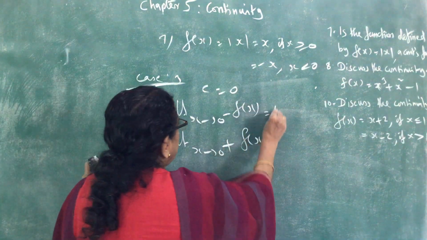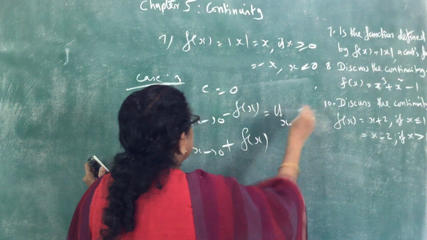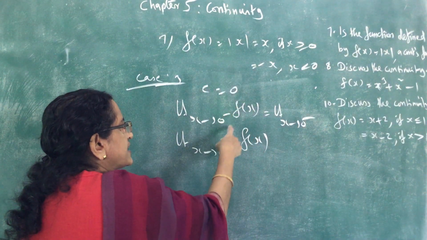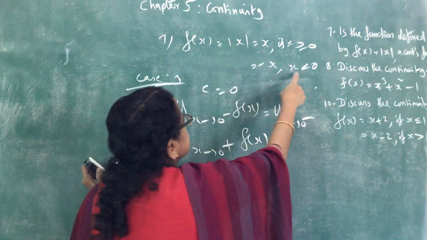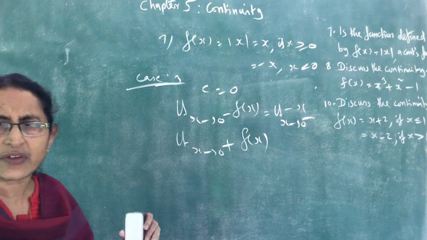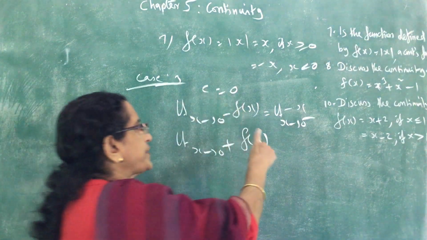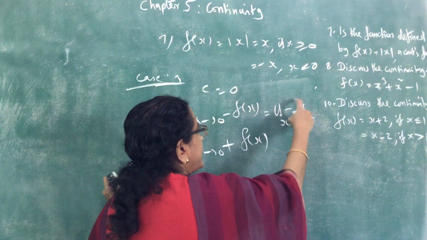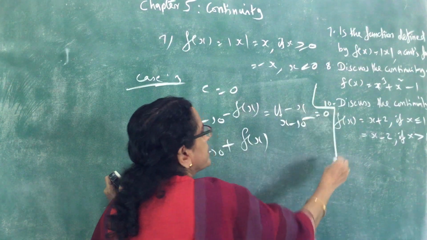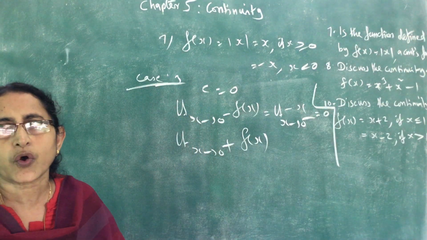So here, limit x tends to 0 minus, what is f of x? When x is less than 0, f of x is minus x. Now for the evaluation of the limit, we have to put x equal to 0 in the place of minus x. So we get minus 0, and what is minus 0? It is 0.